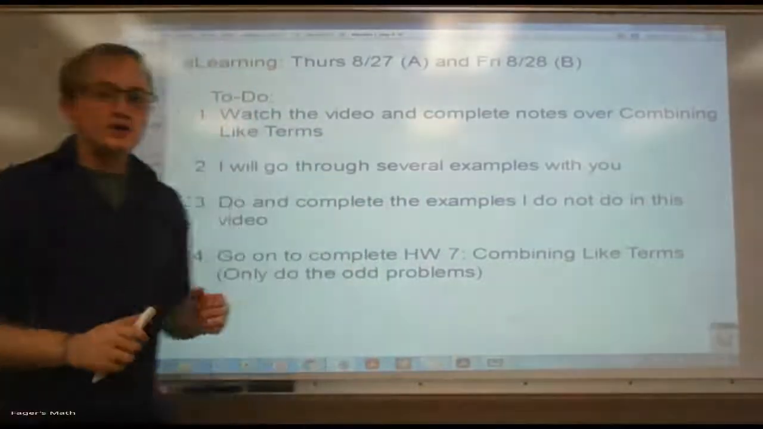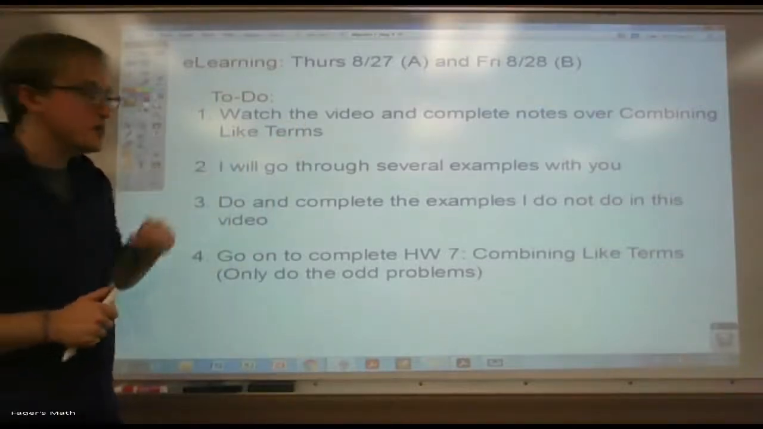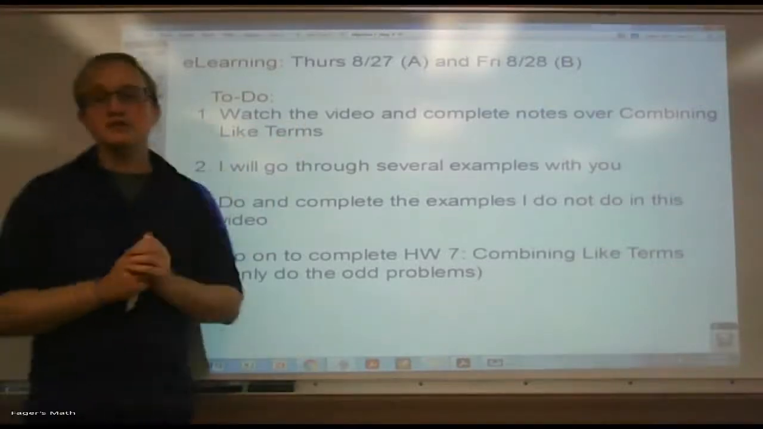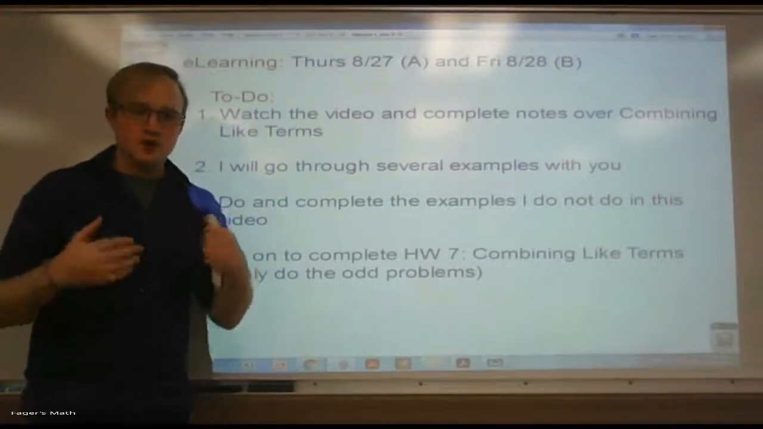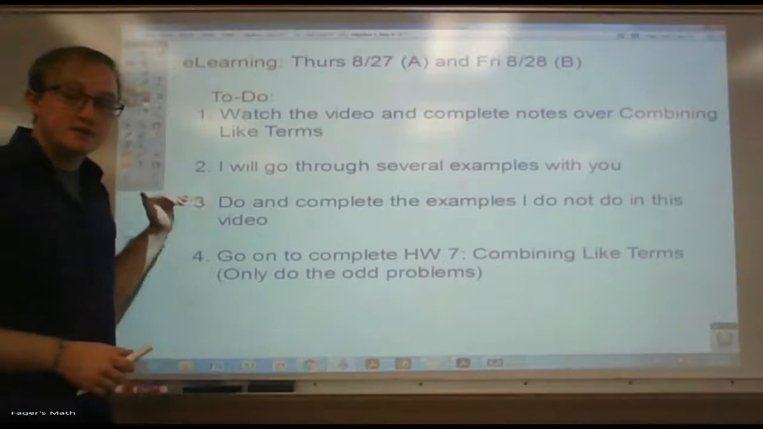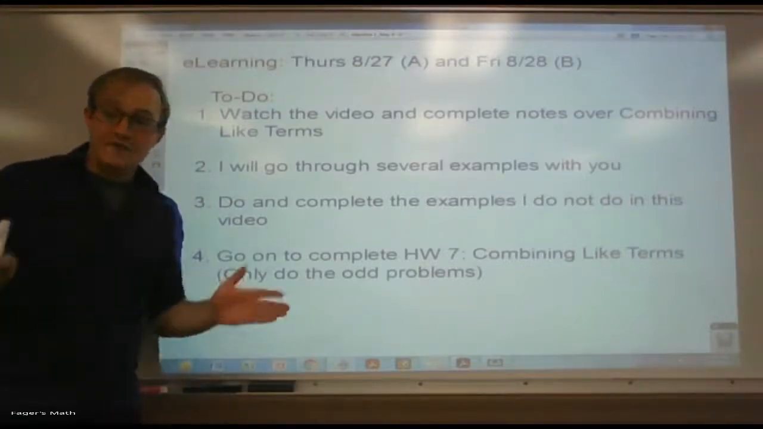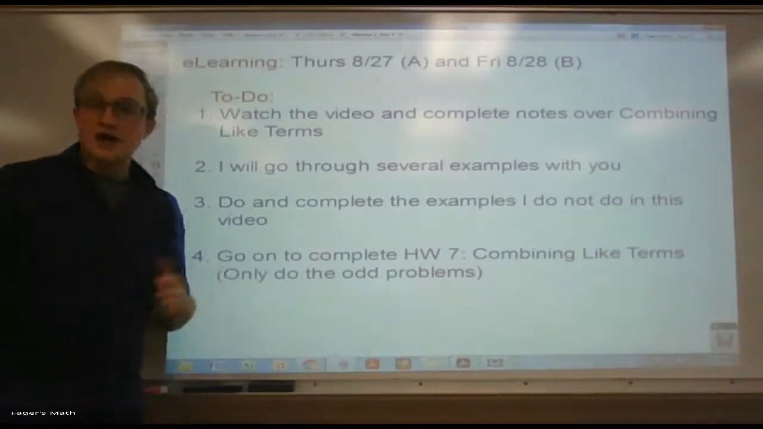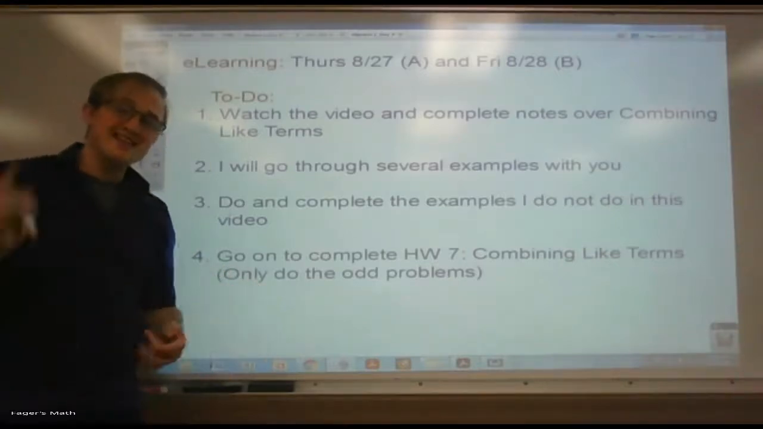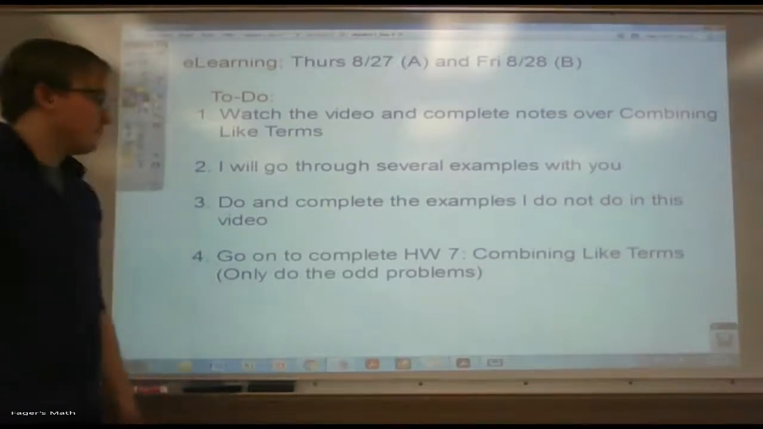Today we are going to cover notes over combining like terms. Easy day for us. I'm going to go through several of these examples with you, and part of your assignment is to complete the examples that we don't do. Don't worry, I'm going to do half of the examples in the notes. The other half are up to you. Will they be a little bit more challenging? Yes, but I am confident that with these notes, you can get them done.